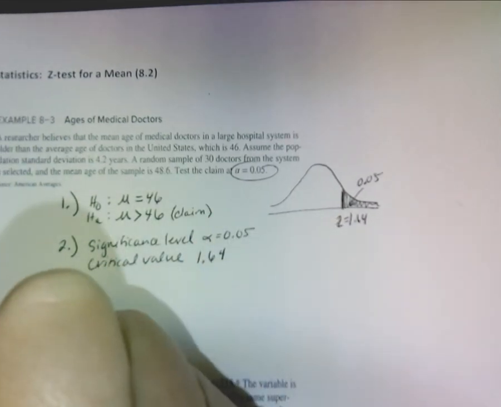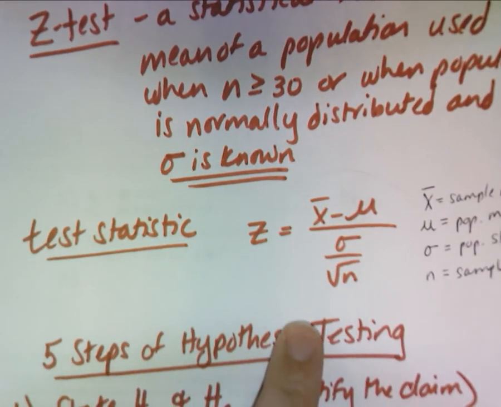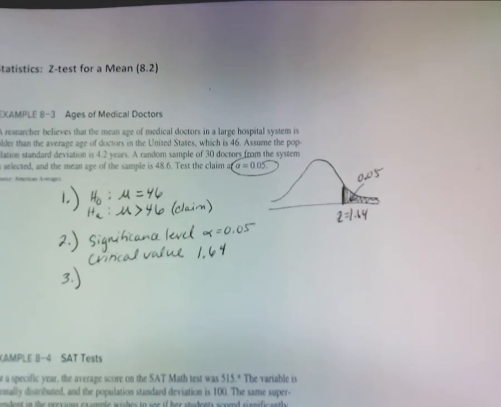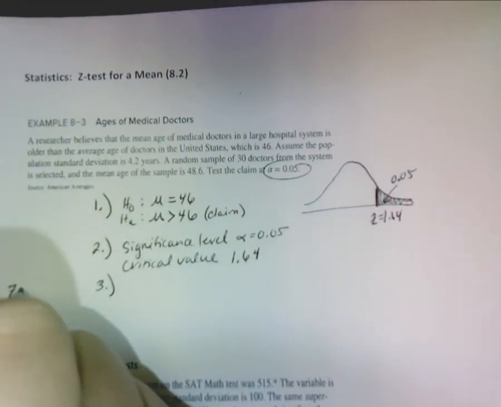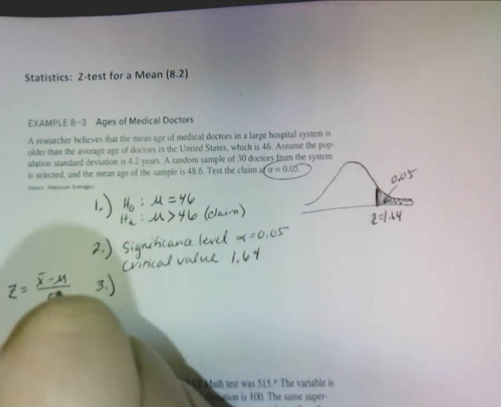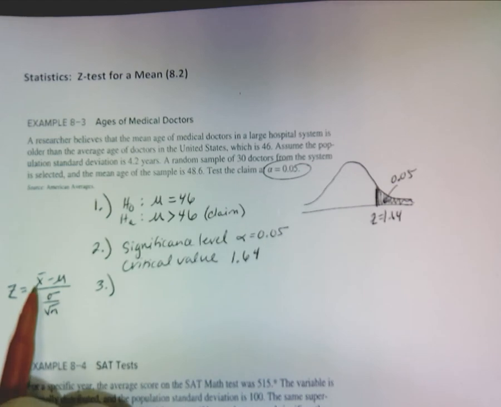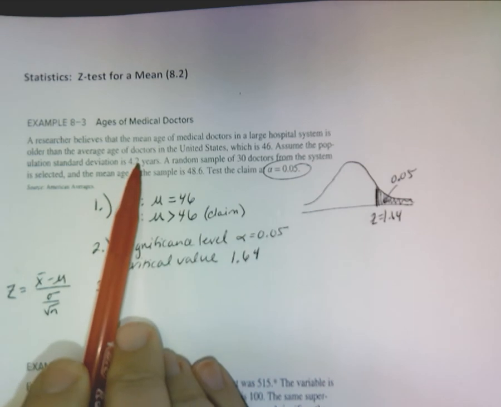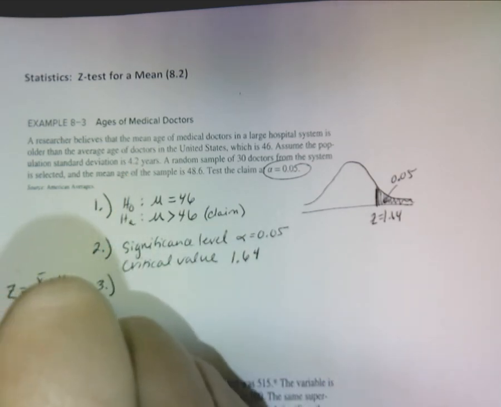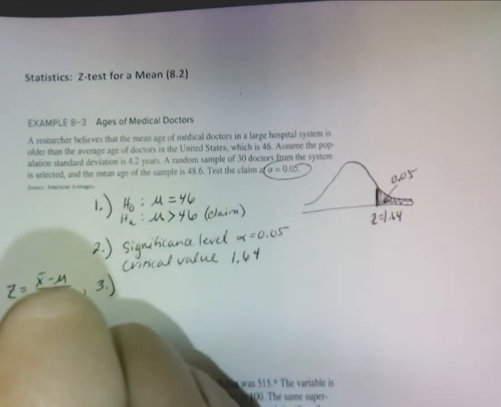Step number 3, we have to calculate our test statistic. And the test statistic is based off of this formula right here, okay? Our test statistic, so that would be Z equals X bar minus mu over standard deviation divided by square root of n. Okay, so let's read through the problem again and find our X bar. What is our mean for our 30 people? What was the average? Assume the population standard deviation is 4.2, so we know this is going to be 4.2. A random sample of 30, we know n is 30, square root 30.